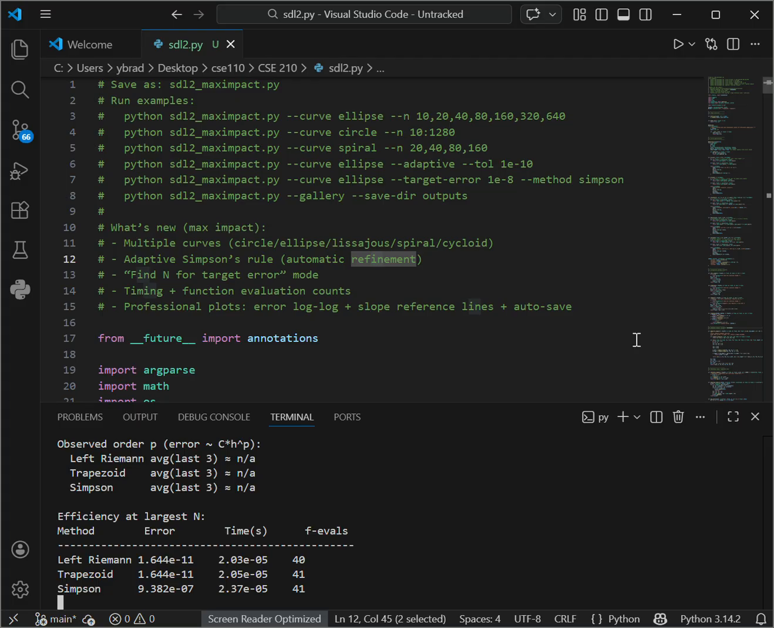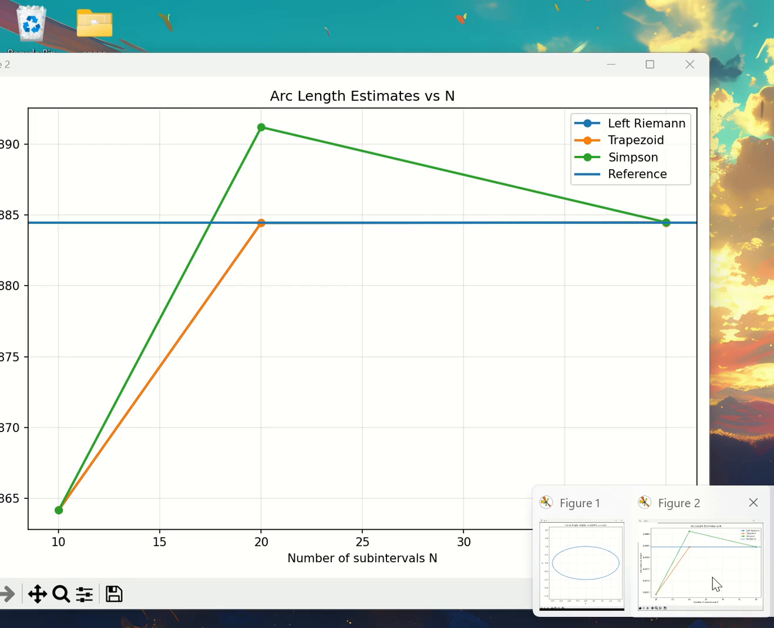Imagine trying to measure a winding mountain road. You can't measure it with one straight ruler. Instead, you want to measure it in smaller pieces using segments. And that's exactly what n will represent in these graphs. It'll represent how many small pieces we divide the curve into.